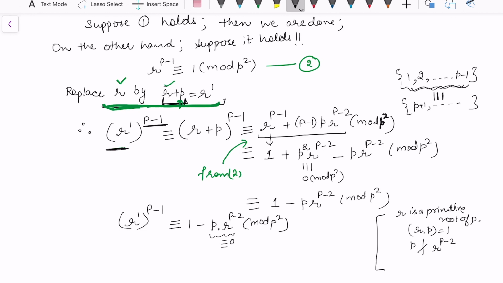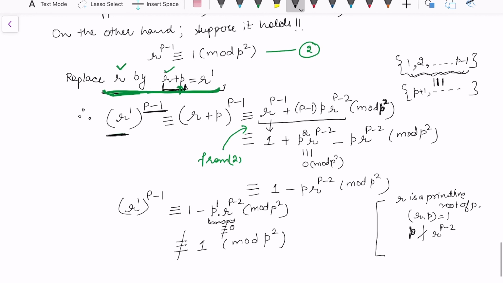Now if p does not divide r to the power p minus 2, this means r to the power p minus 2 is not a multiple of p. If it is not a multiple of p, then we have in this quantity only a single power of p. So p square will not divide this whole quantity. That means this whole quantity is not congruent to 1 modulo p square.